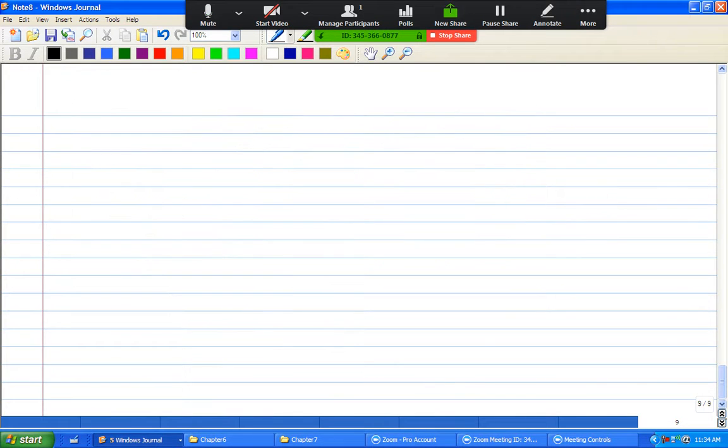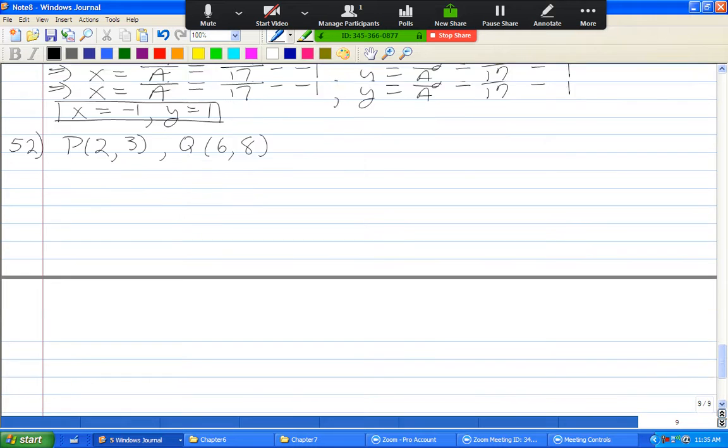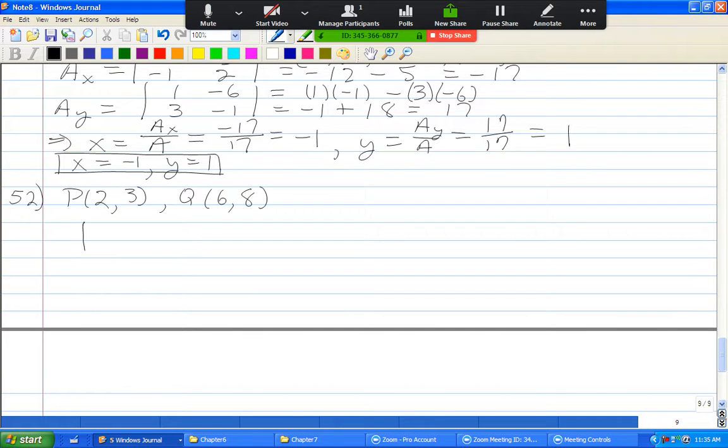Okay, so use determinants to write an equation of the line in standard form that passes through the given points. Okay, so let's find the equation of the line. So x, y, 2, 3, 6, 8. Okay, so let's just use that trick from before.